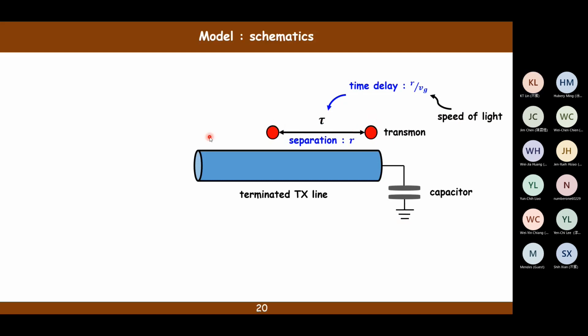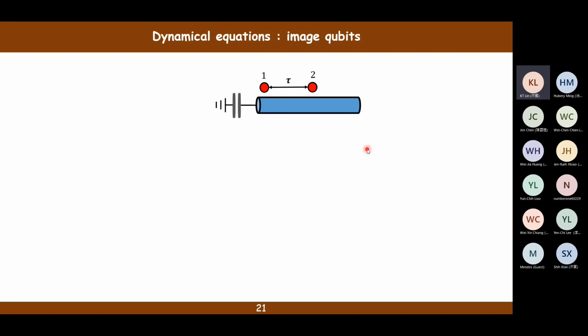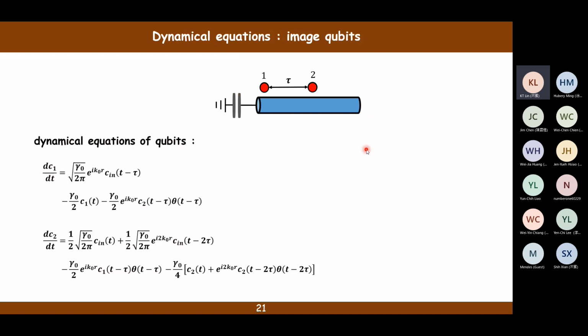Okay. And also we have a time reverse photon as our input pulse. This pulse can interact with this two-qubit system. Okay. So further, we are trying to study the dynamics of the two qubits. By applying the Schrödinger equation, we can get the dynamical equations of the two qubits. Okay, here C1, C2 stand for the atomic amplitudes for qubit 1 and qubit 2 respectively.